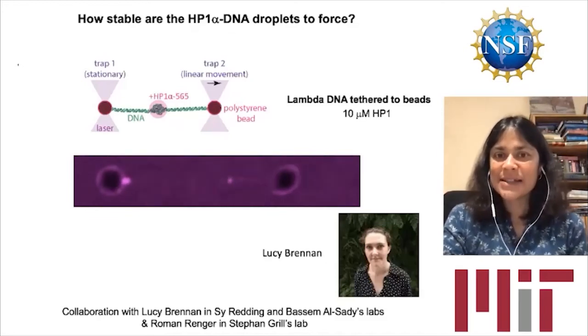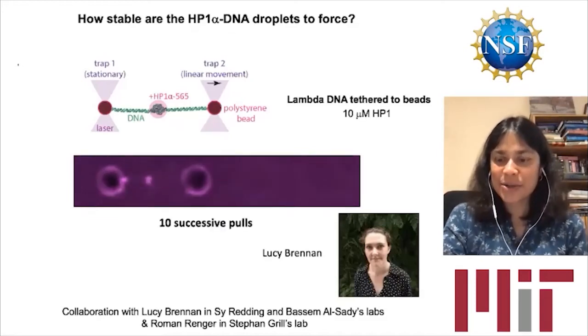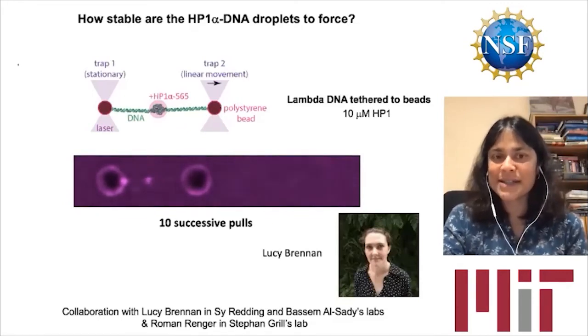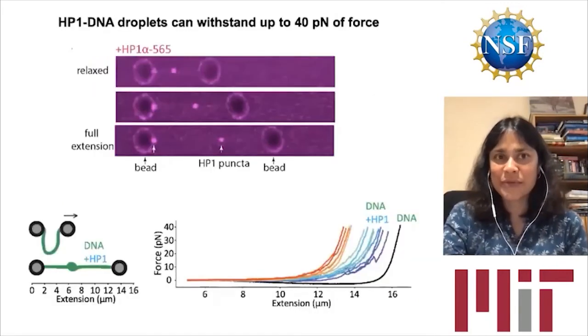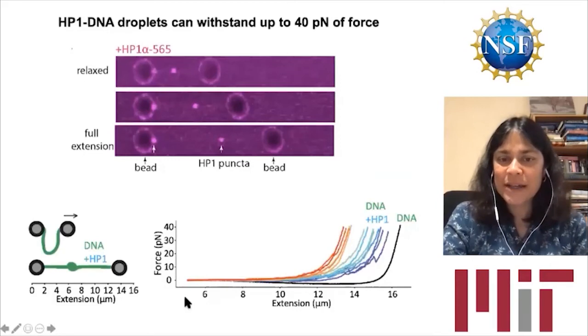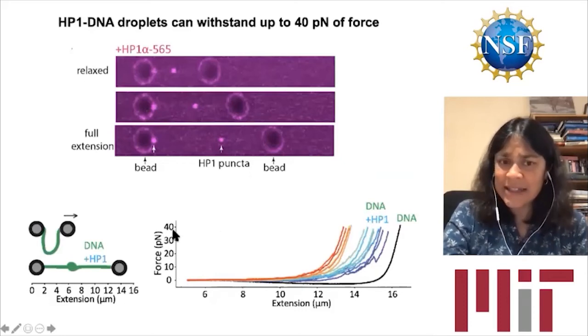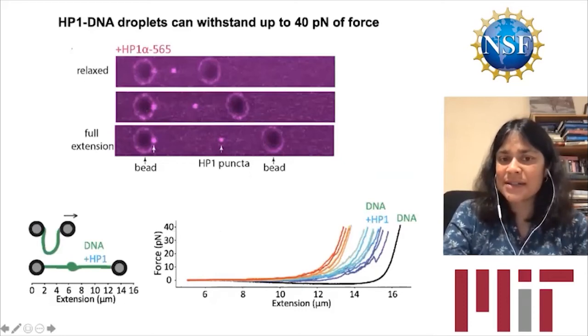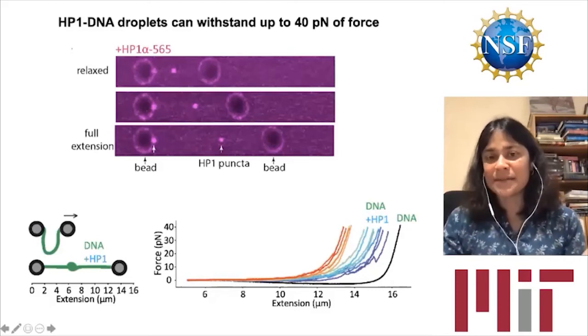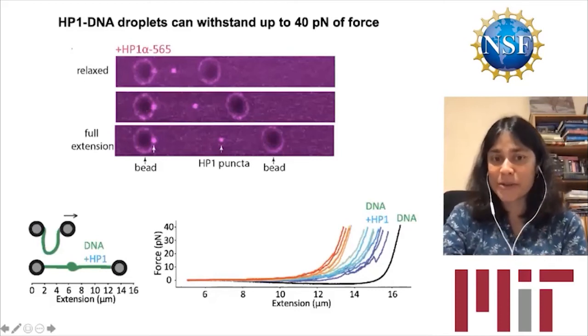What is nice about this setup is that it's highly quantifiable. I won't go through all 10 successive pulls, but I'll show you the quantification. You can quantify the extension of DNA as a function of the force applied. If there is no HP1 alpha droplet on the DNA, you see the black force extension curve. The DNA is extended, and above 40 piconewtons, it starts unpairing. So they could not go above 40 piconewtons.